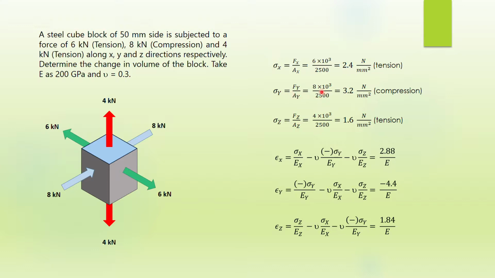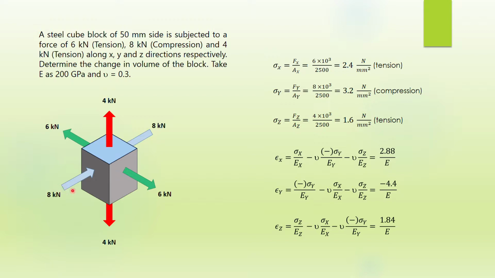The Ay is 2,500, as well as the Az, 2,500. The force in the y direction that we have considered should be -8. So if you don't put a negative sign beside the 8, then you must write the answer as compression. Either way, you can write it as -3.2, or you can consider 3.2 and say compression. So you have 8 kilonewton divided by its cross-sectional area.